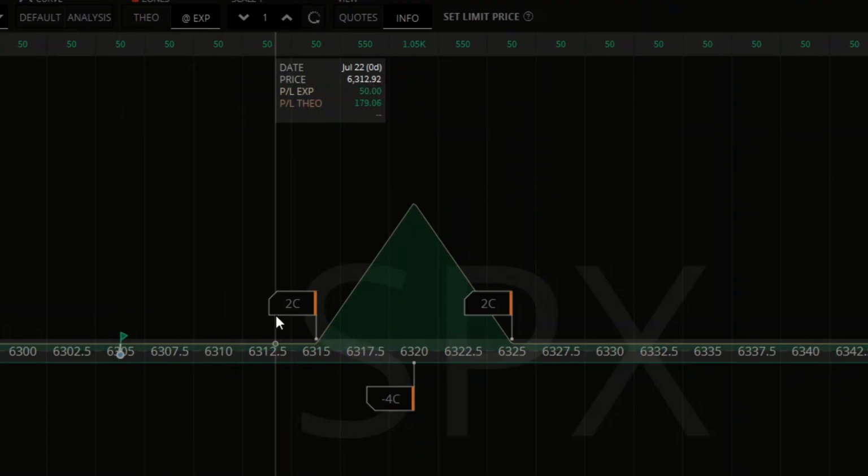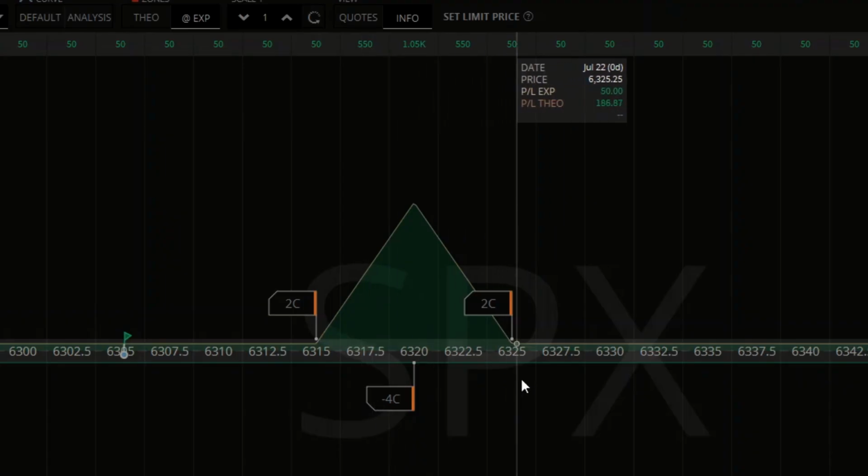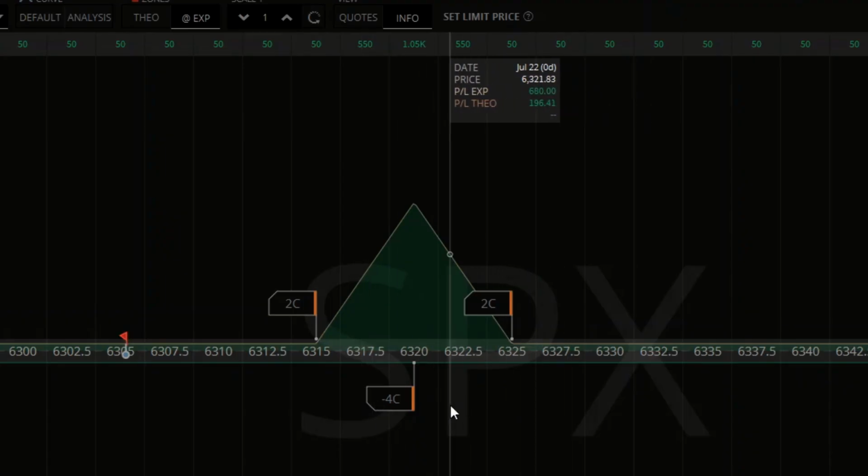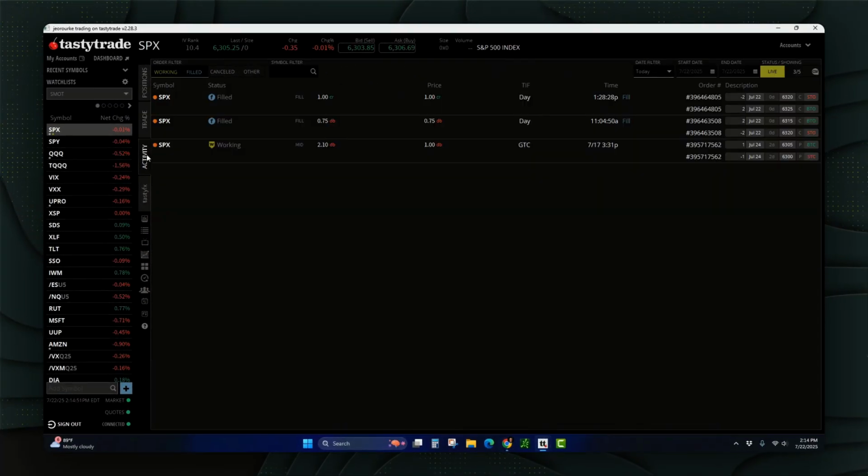Basically, I got into 2 call debit spreads, and I was able to sell 2 call credit spreads to cover the debit, and that's how I get into the risk-free. Let's check that math real quick.